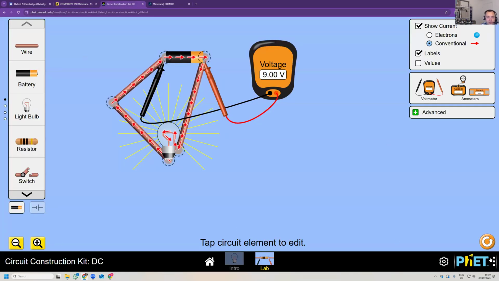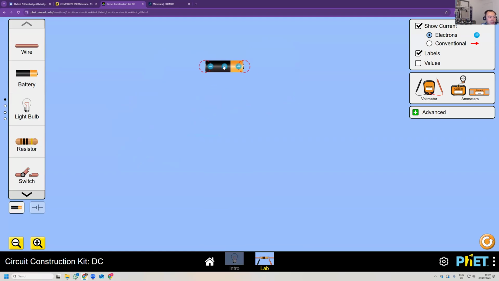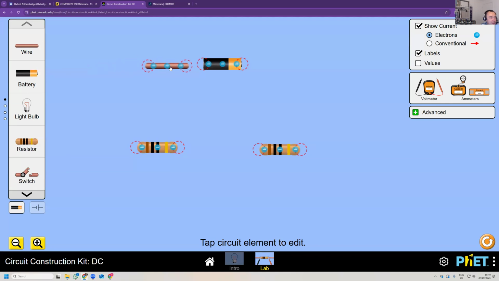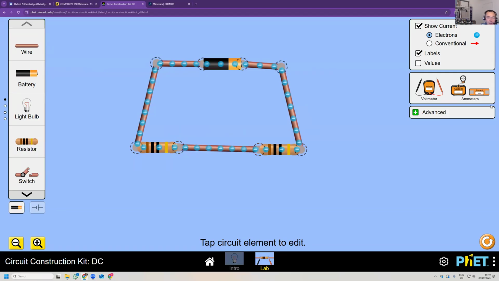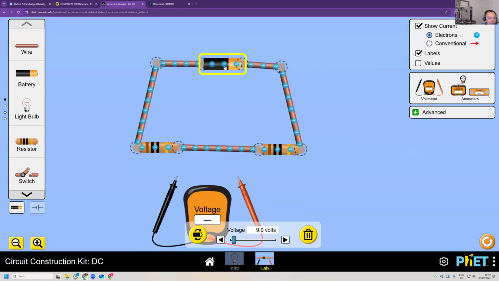Let's do a battery, a resistor, and a resistor, and some wires, and okay, we have a voltmeter, so let this be 12, and this resistance is 100.